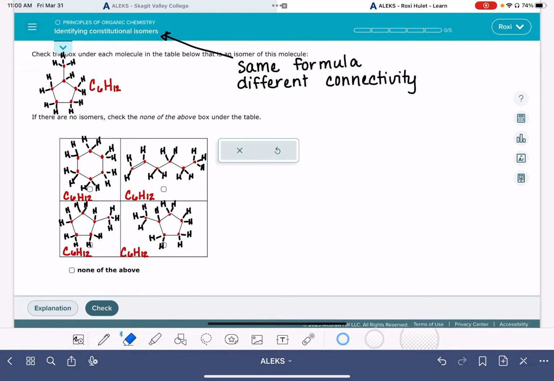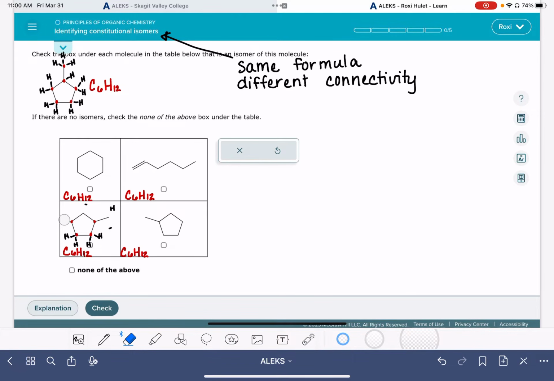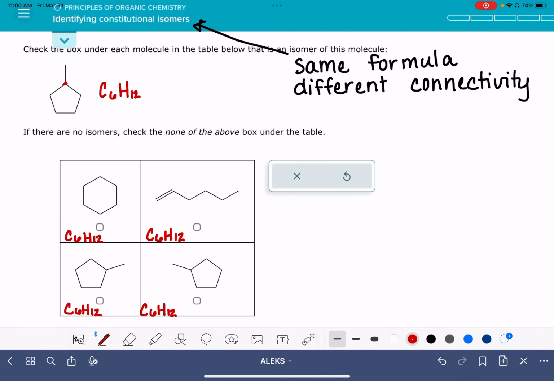Now, in order to check the connectivity, I'm going to erase all of this drawing that I did just to make it a little bit easier for us to visualize. Different connectivity means that our atoms need to be connected together in a different way. In the molecule that has been provided to us, we have a pattern of 5 carbon atoms connected in this shape. We call this a ring shape. Even though it's not a circle, we refer to it as a ring. 5 carbon atoms in a ring.